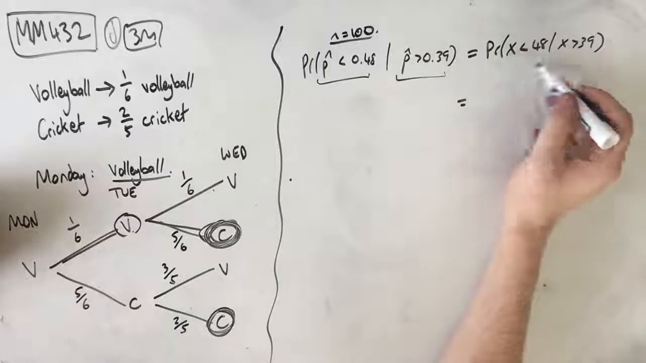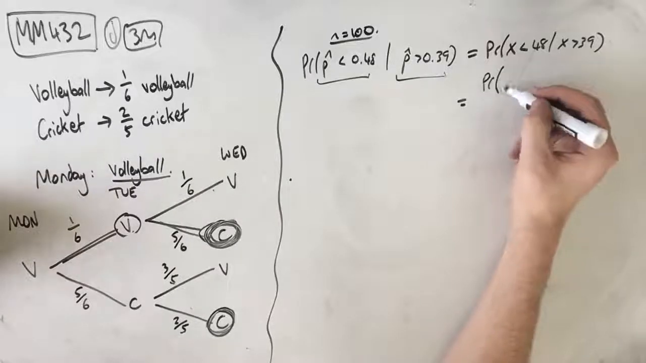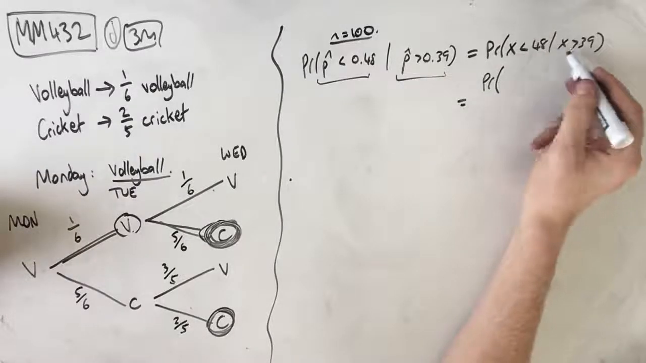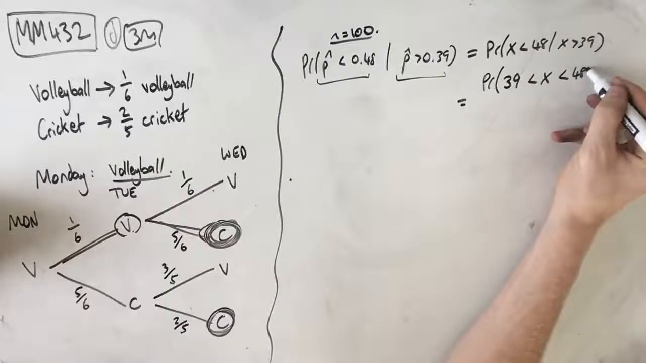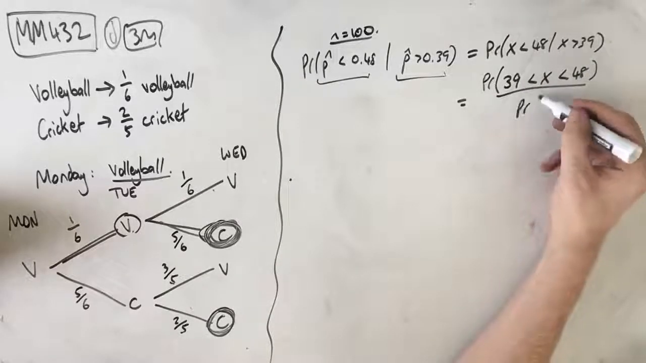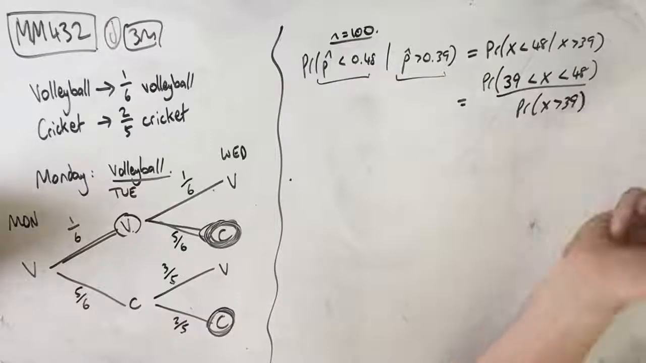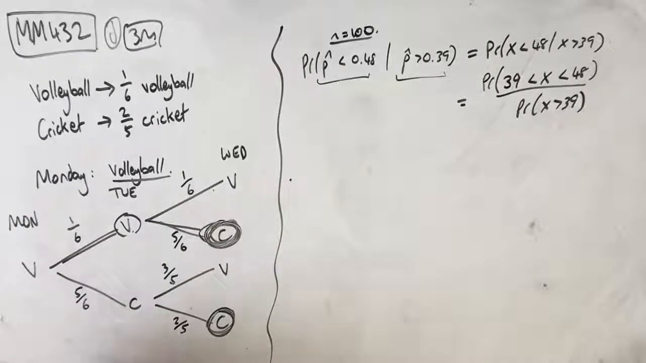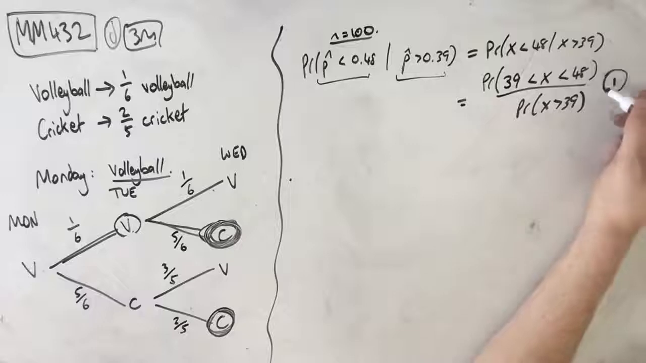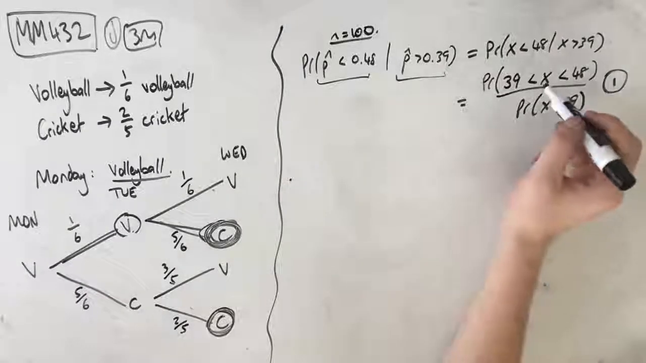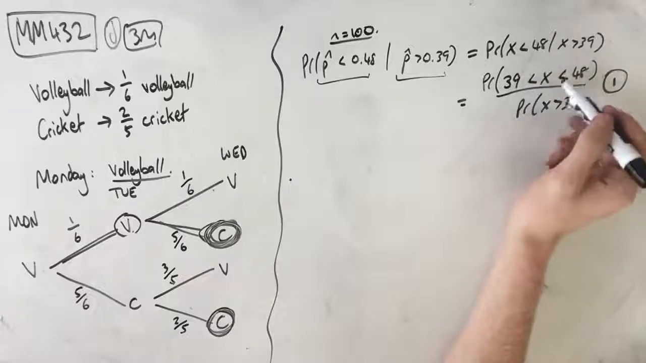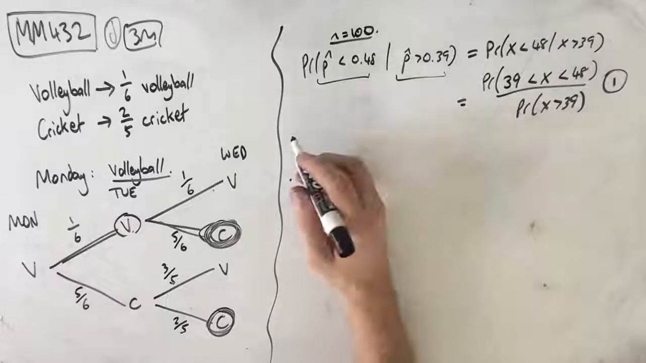So, because this is a given formula, what we're saying is that this is the probability of the intersect between these two things, which is the space between 39 and 48, over the probability that x is greater than 39. Awesome. Now, this is actually our first mark, finding that. Now we need to use our binomial CDF, okay? So we've got this, the probability that x is between 39 and 48.